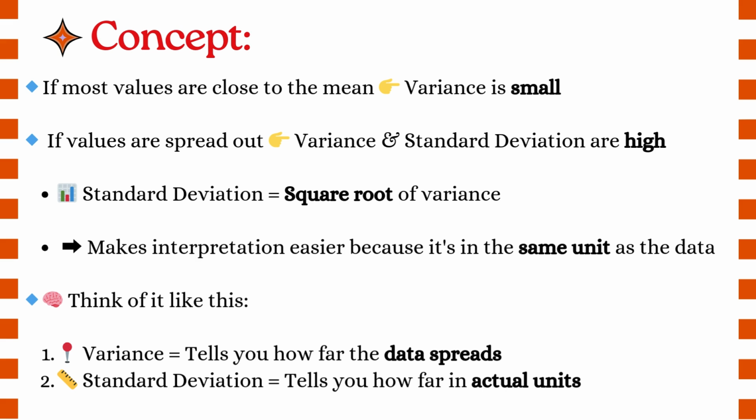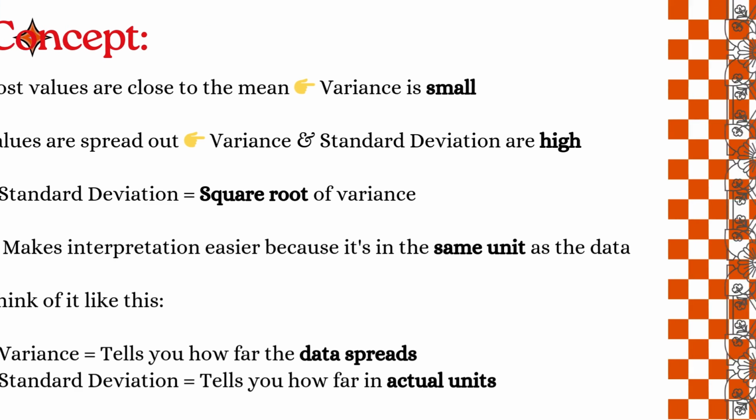Think of variance as how scattered your data points are. If most values are close to the mean, the variance will be small, but if they're spread far and wide, the variance and standard deviation will be high. Standard deviation is just an easier to interpret version of variance. Same story, but with more understandable units. Let's now explore these concepts through code.